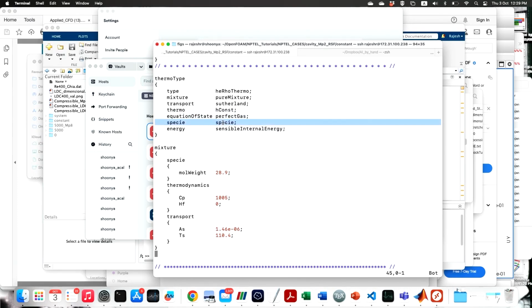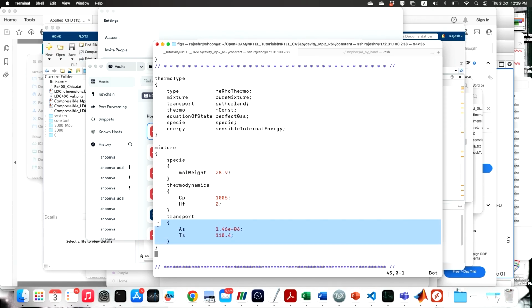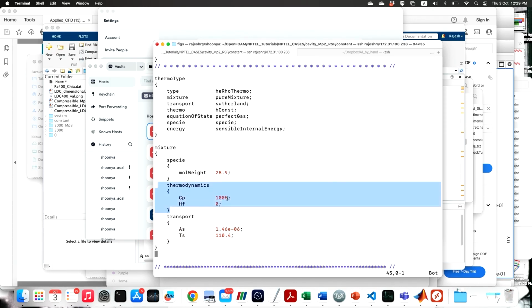Species you do not worry about unless you are solving for multiple species, like in combustion. We are using Sutherland's law for getting the viscosity. If you make it constant, then viscosity will not change, and these are the Sutherland's law constants. The thermo type, for example, tells how your Cp is going to vary. Here we are saying that Cp remains constant, which is given as 1005. This is the molecular mass, which will be used to calculate your specific gas constant, and these two will be used to calculate your viscosity. We are not assuming any variation in the Hf.